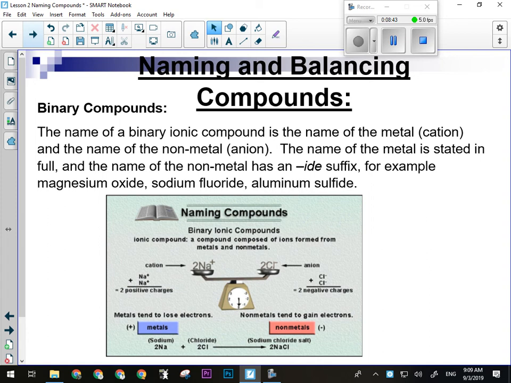When we're naming ionic compounds, the rules are as follows. You write the name of the metal first, and then the name of the nonmetal, and you change the ending of the nonmetal to "ide." And that's it. That's all you have to remember about ionic compounds. It's the name of the metal and the name of the nonmetal, ending in "ide." So when sodium and chlorine go together, we get sodium chloride. Pretty easy.